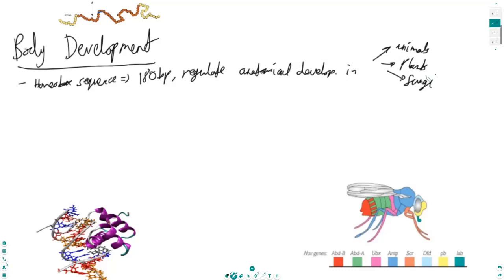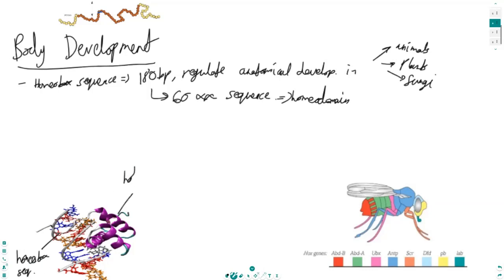Each homeobox sequence is a stretch of 180 DNA base pairs, and this is not included in the introns, by the way. This encodes a 60 amino acid sequence, and this is called the homeodomain. So you can see an example here. This is the homeobox sequence, and then this protein is called a homeodomain. This setup is called a homeodomain.